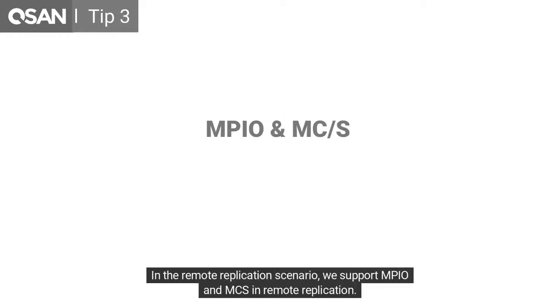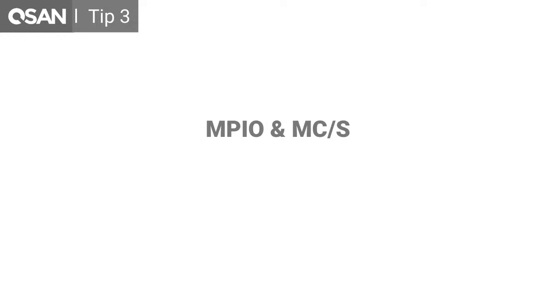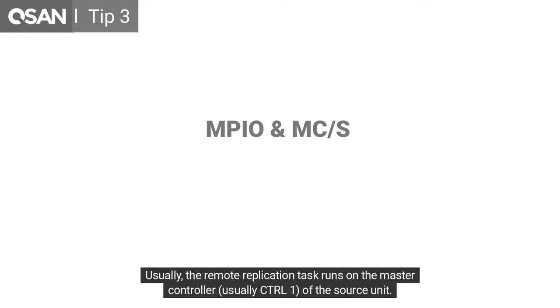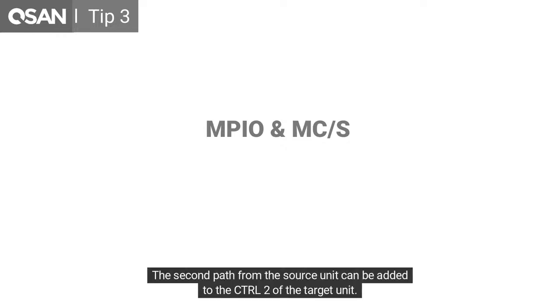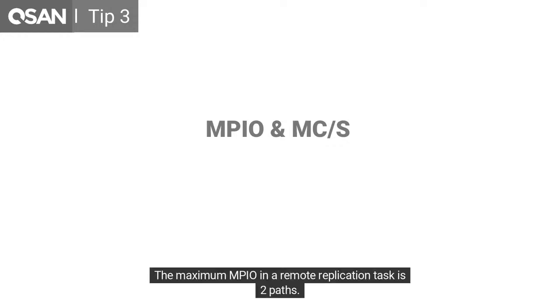In the remote replication scenario, we support MPIO and MCS in remote replication. Usually, the remote replication task runs on the master controller, usually CTRL1, of the source unit. The data is replicated from the master controller of the source unit to the target unit, and the target unit is set with the target IP address, usually also CTRL1, when creating the remote replication task. The second path from the source unit can be added to the CTRL2 of the target unit. The maximum MPIO in a remote replication task is 2 paths.